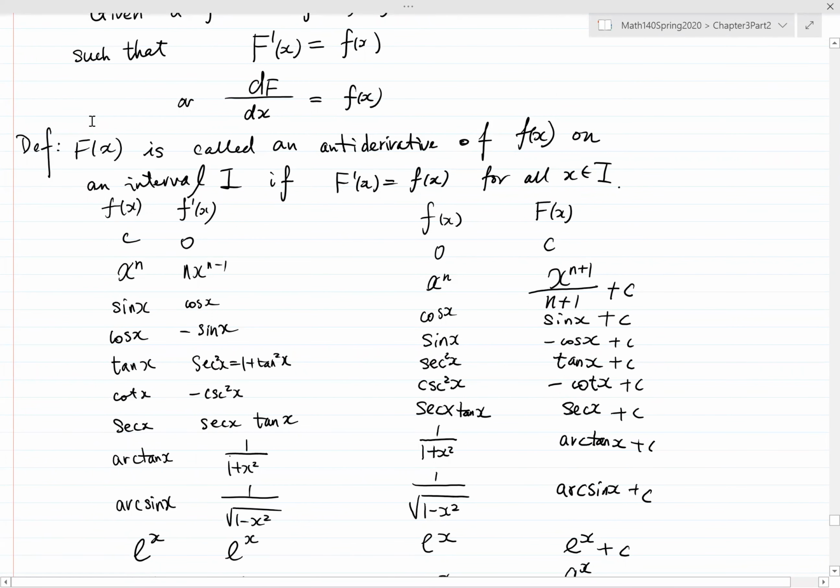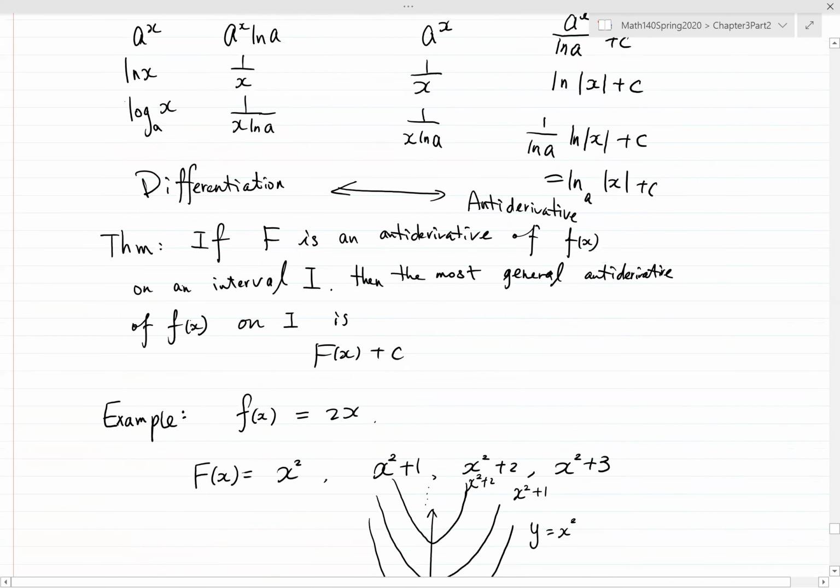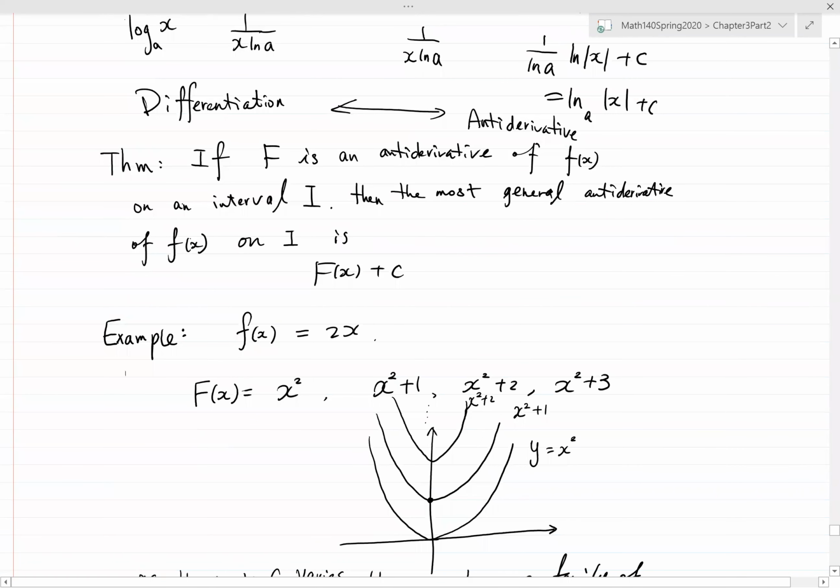Then what we do is we rewrite the differentiation table backwards so that we get an antiderivative. Okay, antiderivative. So this table is very important. You should write it down, and you should know every item in this table. The idea is that we define antiderivative, and then antiderivative and differentiation are inverse operations.